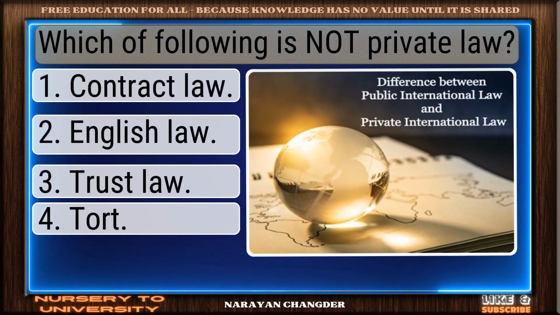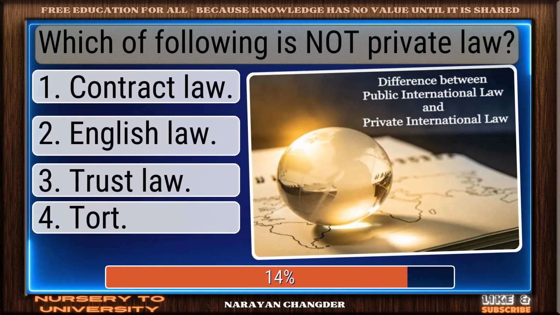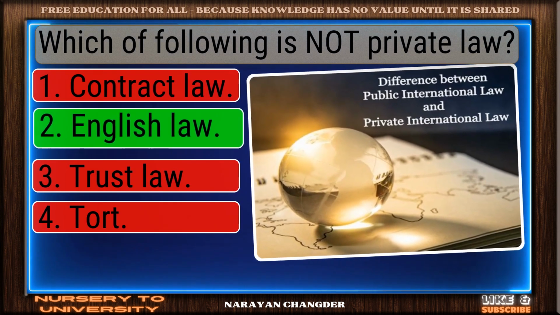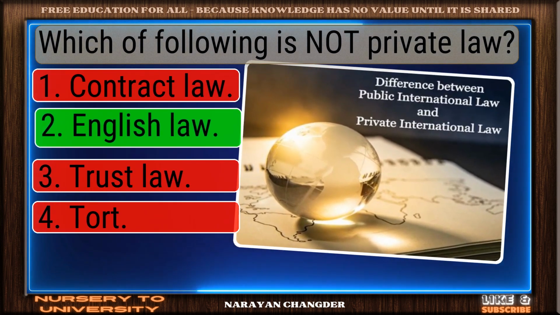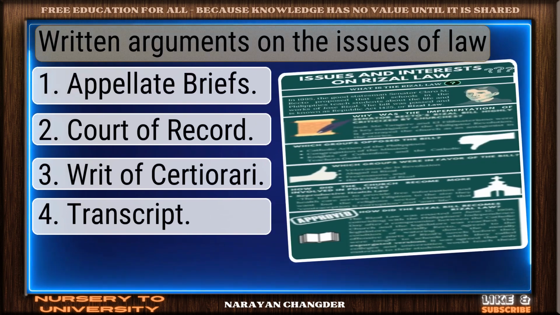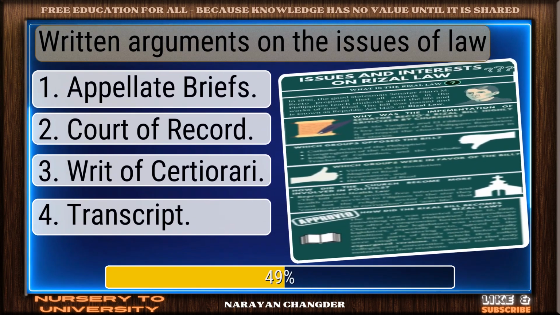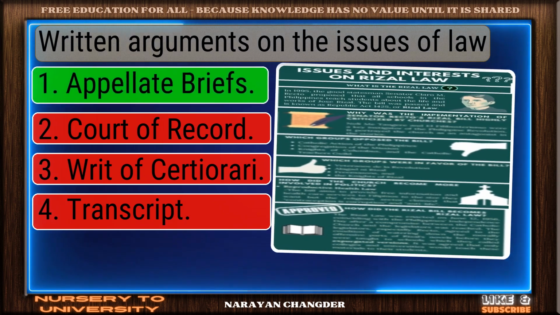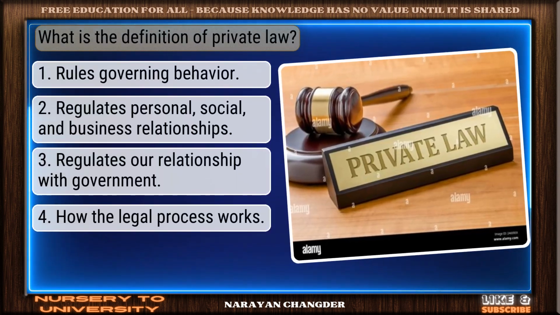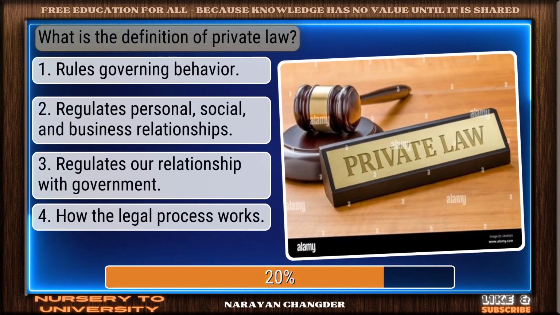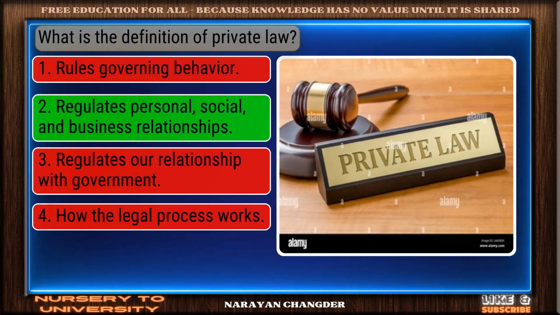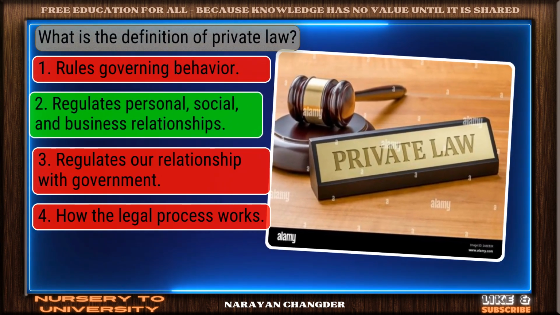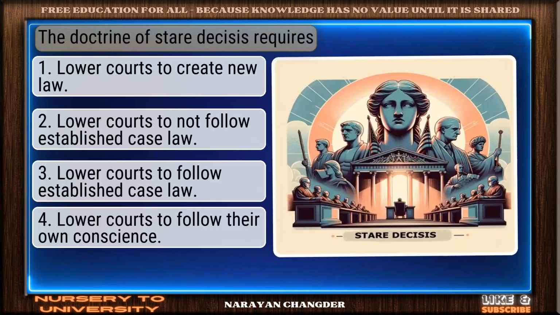Which of following is not private law? Right again. English law is a valid answer. Written arguments on the issues of law. Perfect. Appellate briefs is the correct choice. What is the definition of private law? Smart move. Regulates personal, social, and business relationships is an accurate answer.